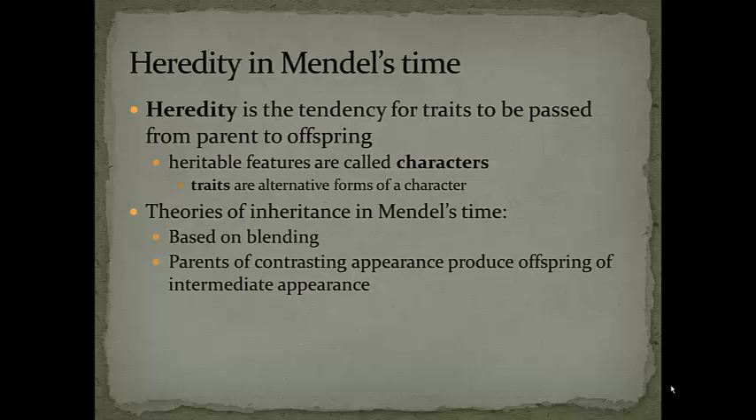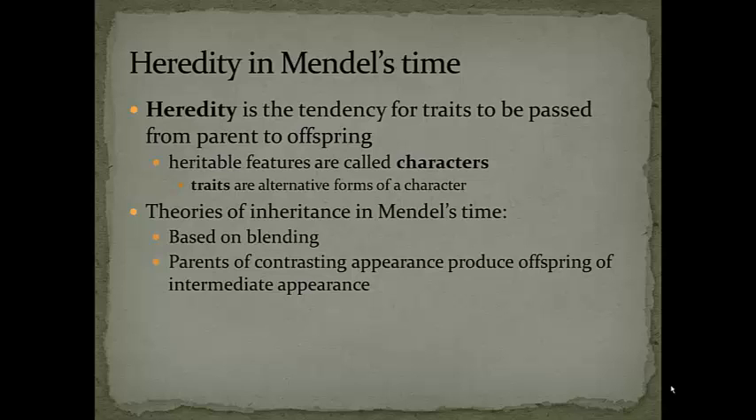He was floating around working at the end of the 1800s. Now, when he showed up on the scene, people had a decent idea of what heredity was. It's the tendency for traits to be passed from parent to offspring. And heritable features, we then called them characters. I think these days we're more likely to call them traits. And there are alternative forms of each trait.